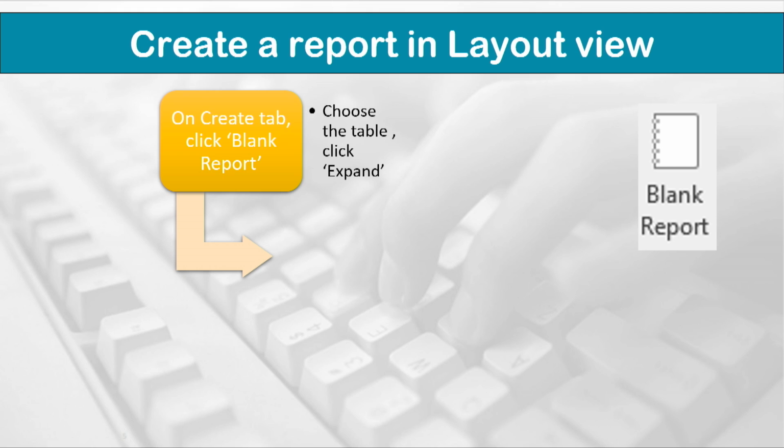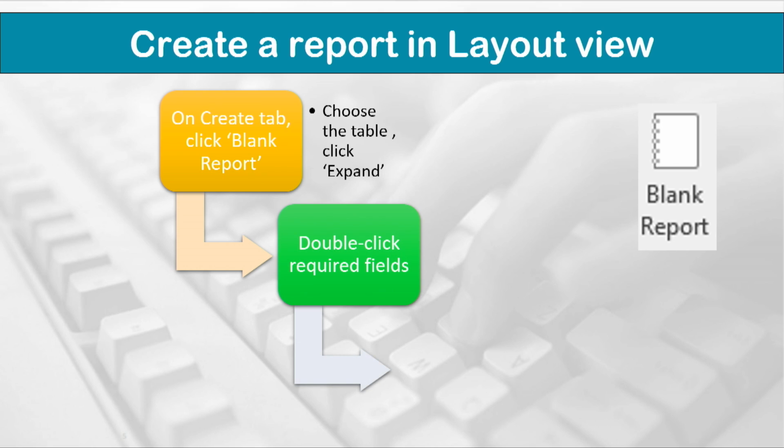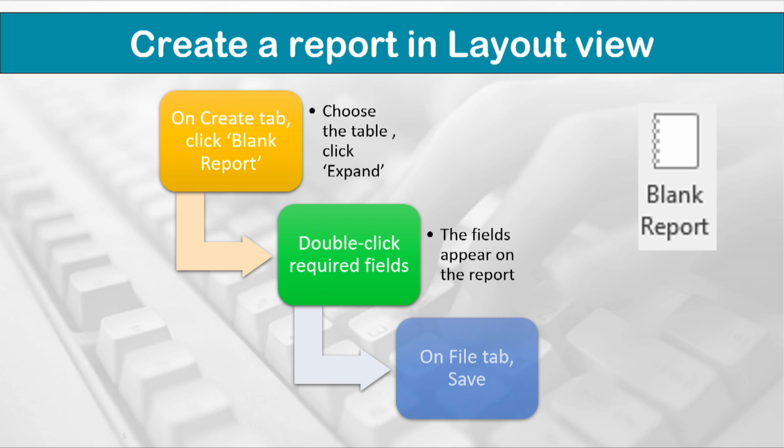Next, we choose the table that we want. Then, we click the Expand button next to the table name to show a list of fields related to the table. We double-click on the fields that we want so that they are added to the report. The report properties can be adjusted as required. Finally, we can click on the File tab and we click Save. Then we give our report a suitable name.